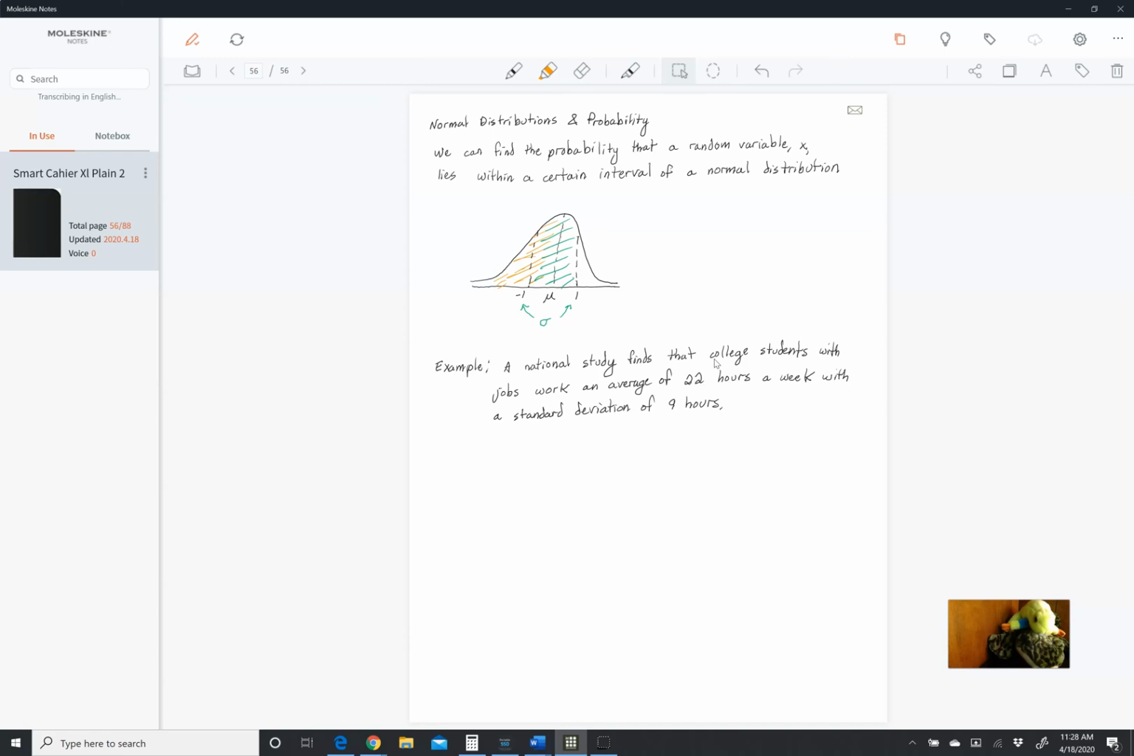If we were to take one more college student who has a job, what is the probability that they would work less than 4 hours a week? Given this information, what's the probability that the next college student works less than 4 hours a week? We're saying that this is normally distributed, because if it's not, then this would not be the way to do this.